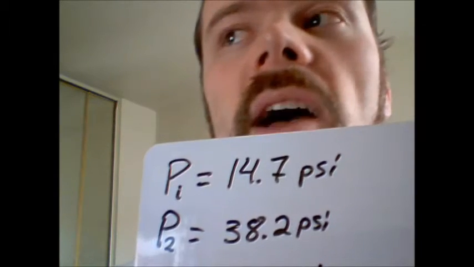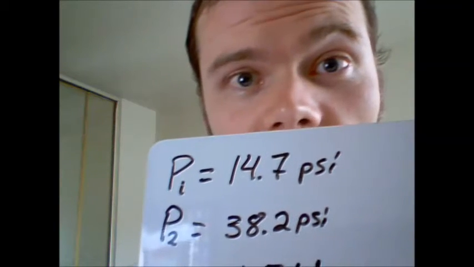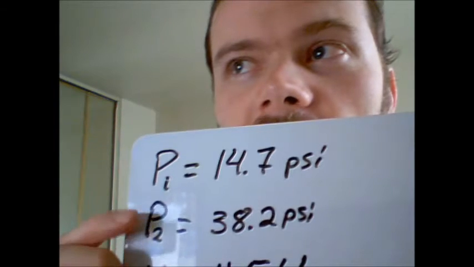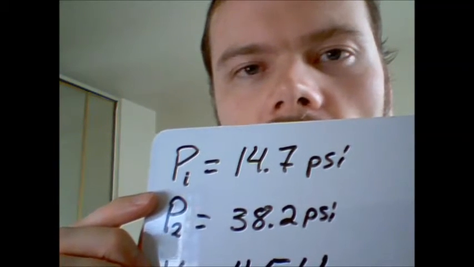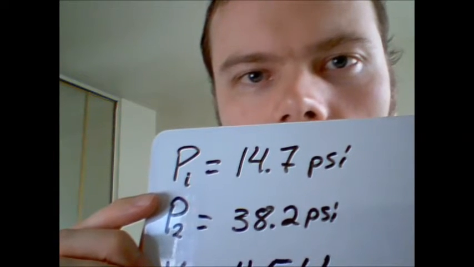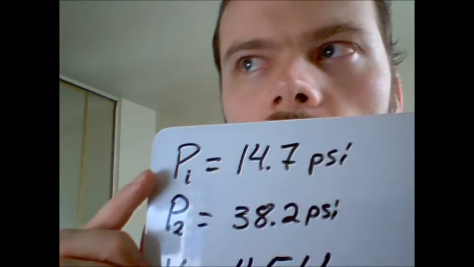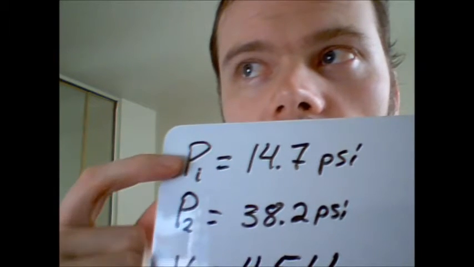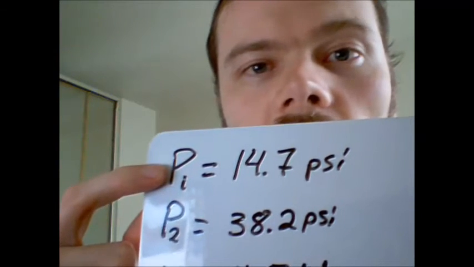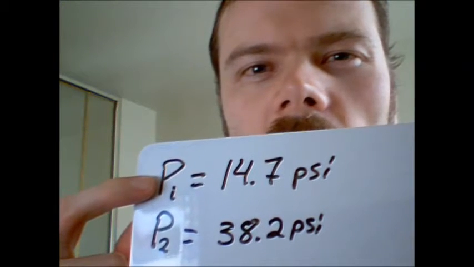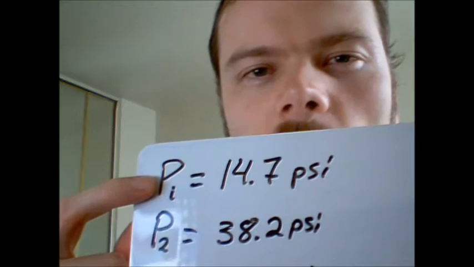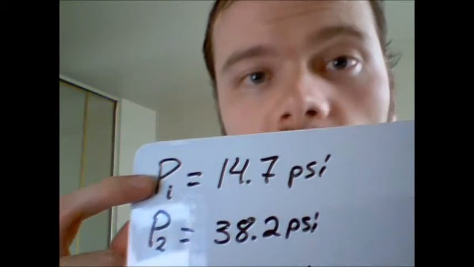Are you ready for this? Okay. So on this side, I have a few values. I'd like you to write them down and see if you can try to figure this out. P1 and P2 are 14.7 and 38.2. We're going to use PSI. 14.7, by the way, is the amount of pressure that you feel at sea level just from the atmosphere, because there's a very heavy amount of atmosphere just sitting on top of you at all times, and it's putting this much pressure on you.